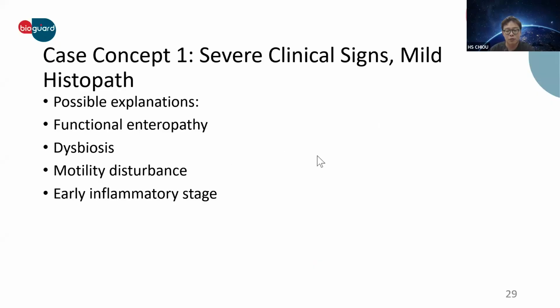In these cases, the problem may be more functional than structural. So management should focus on moderating the immune response, stabilizing the microbiota, and restoring barrier function, rather than interpreting a mild histological score as a mild disease overall. Because again, histological severity doesn't equal clinical severity.